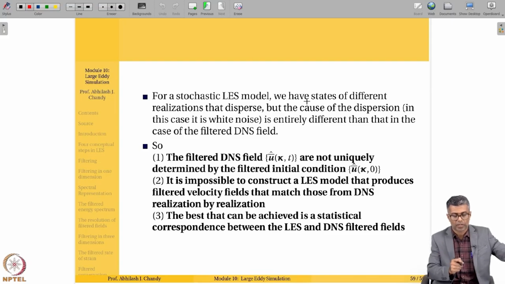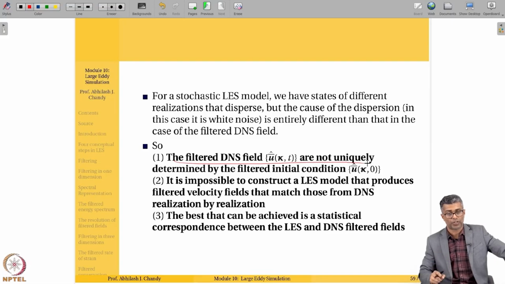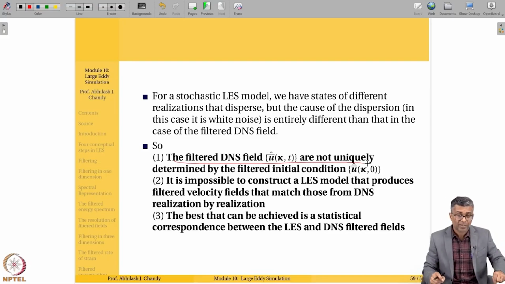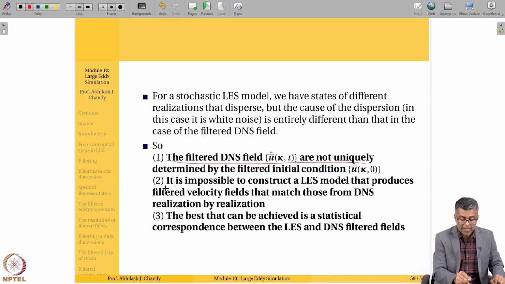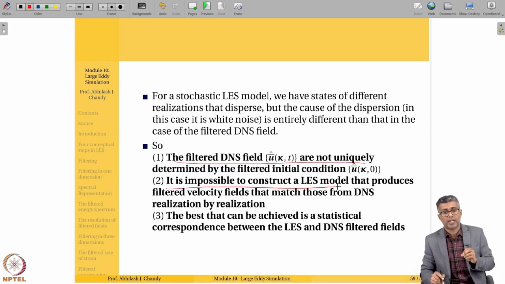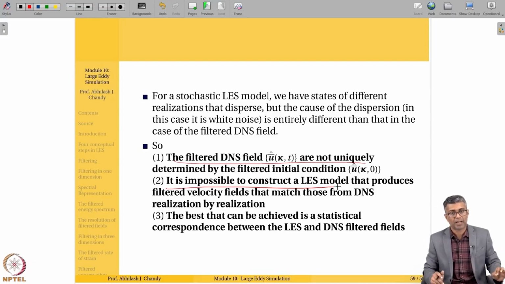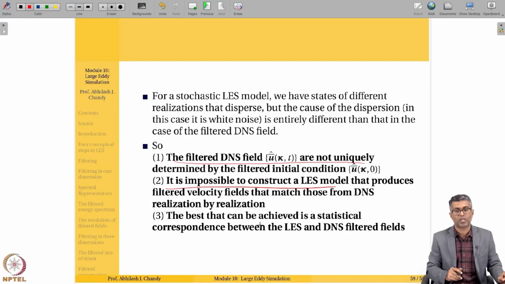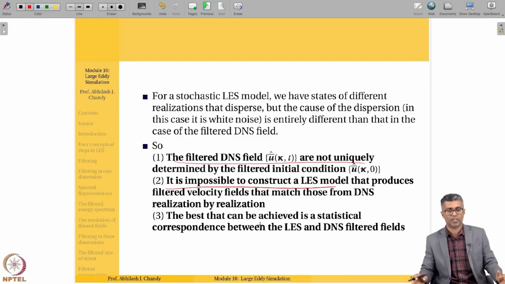So the conclusion here is that the filtered DNS fields are not uniquely determined by the filtered initial condition. As you saw, they started from the same initial condition, but still they proceeded along different paths. Second, it's impossible to construct an LES model that produces a filtered velocity field that matches exactly those of the DNS realization by realization. You just cannot do that. The best that can be achieved is a statistical correspondence between DNS and LES filtered fields.